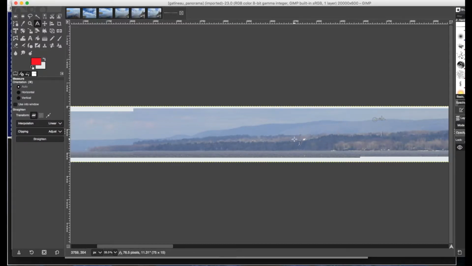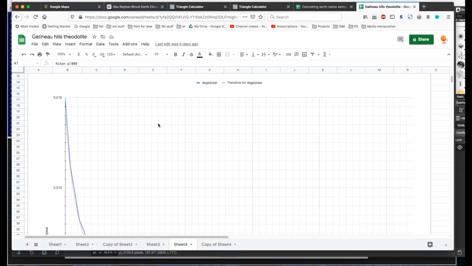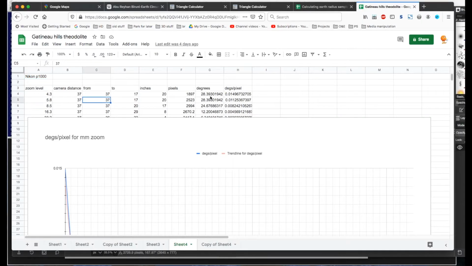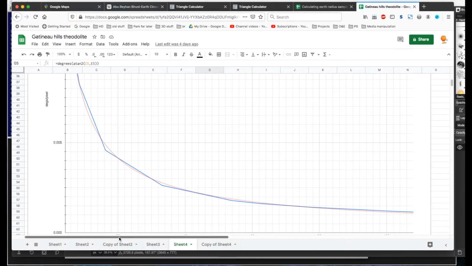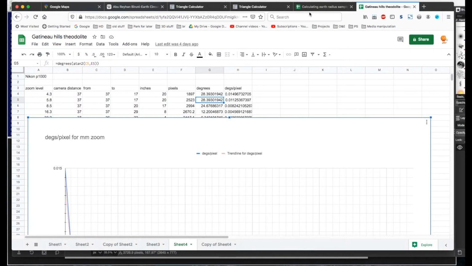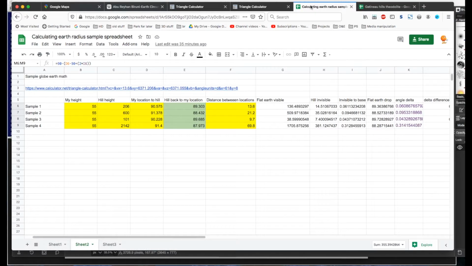Unfortunately, I tried using a measuring tape with different zoom levels and trying to approximate it that way. And I even made a graph here so that at different zoom levels, I could then say that if it was zoomed at 30 millimeters, for example, I should expect to see that number of degrees per pixel. Unfortunately, that didn't quite work out too well.